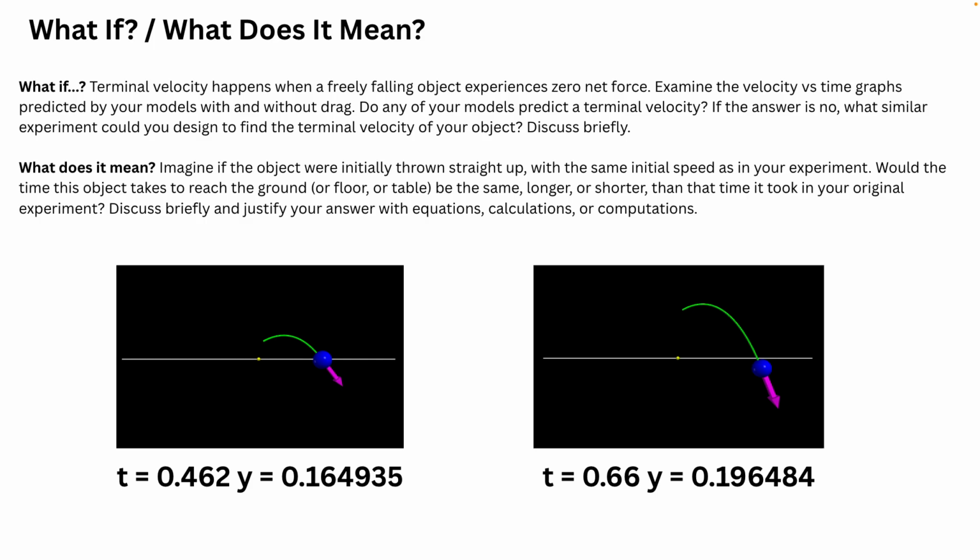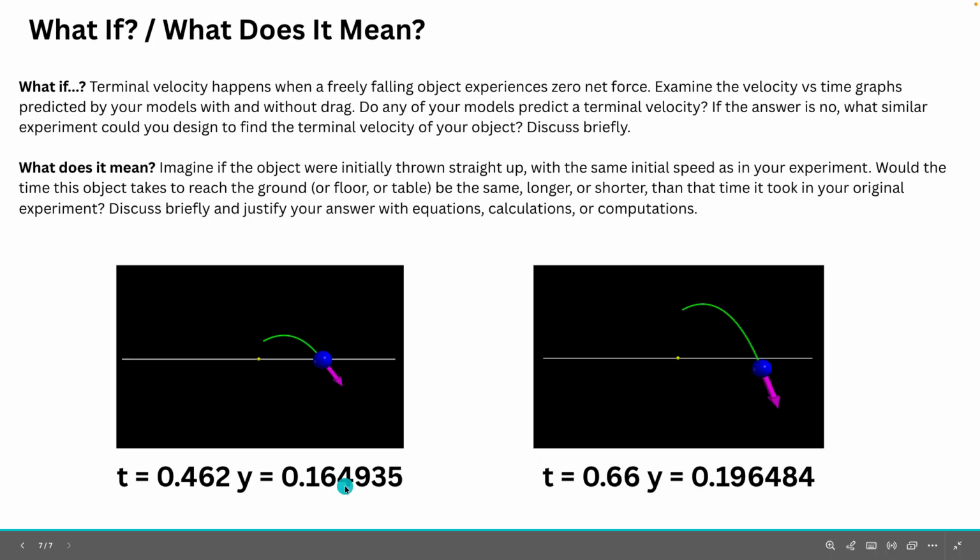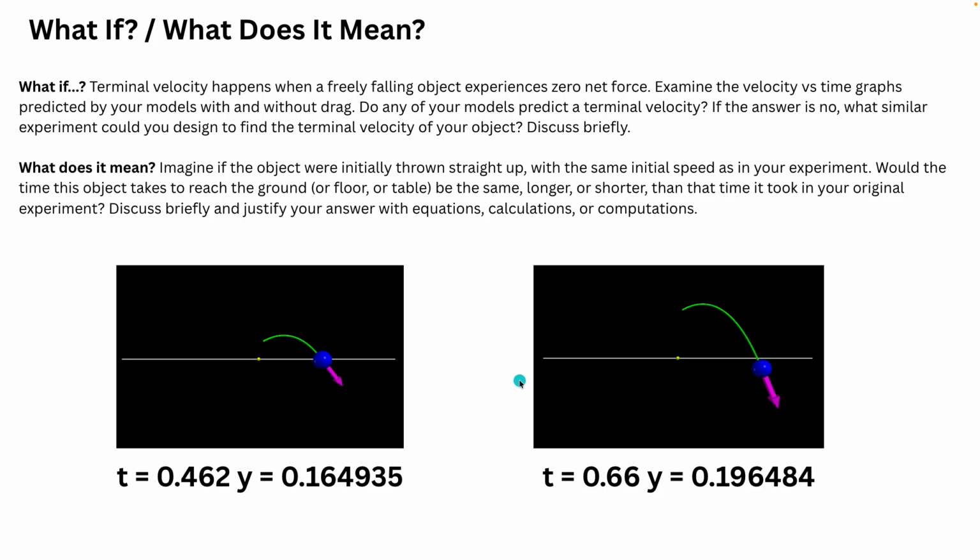If I were to imagine an object being thrown straight up with the same initial speed as in the experiment, would the time it takes to reach the ground be the same, longer, or shorter than in the original experiment? It would be longer because it has a greater y component to cover. Instead of doing calculations, I just ran the simulation again. As you can see, to reach similar final y coordinates, and I know they're off by a little bit but it's very minuscule, you have to have a quite significant time difference. That is how I know it would take a longer amount of time if it were thrown straight up, because it would have a higher y component, which is simulated here by the greater starting position compared to the actual one.